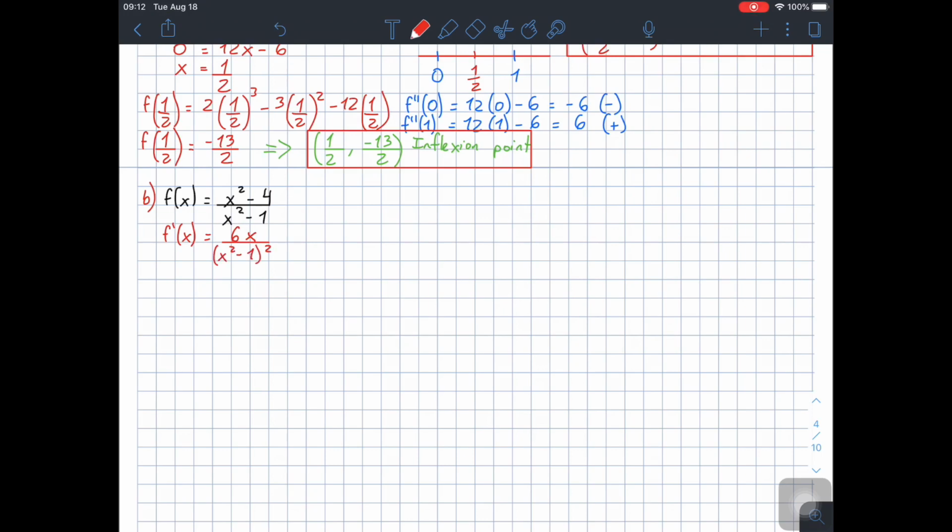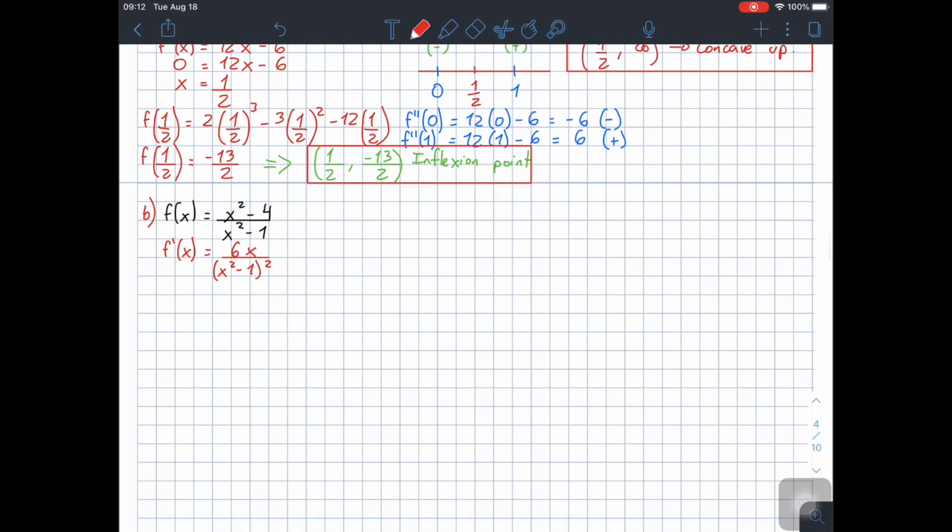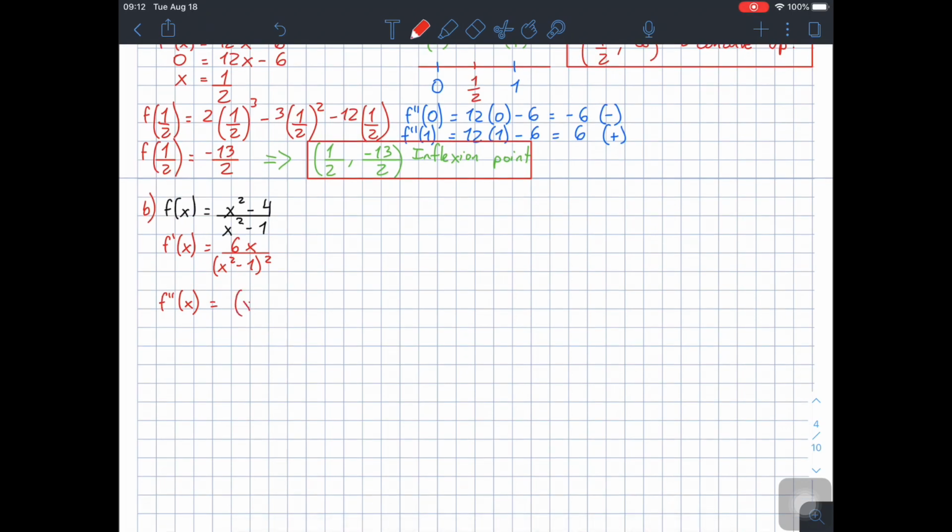And now I need to find the second derivative of this, so I need to differentiate this again, right? So f prime prime of x, and this would be quotient rule. I'm going to do this directly to avoid wasting too much time. If we do quotient rule, it's v times u prime is 6, minus u times v prime, which is, in this case, v prime is, we need to apply chain rule. So times 2 times x squared minus 1, and the inner derivative would be times 2x.